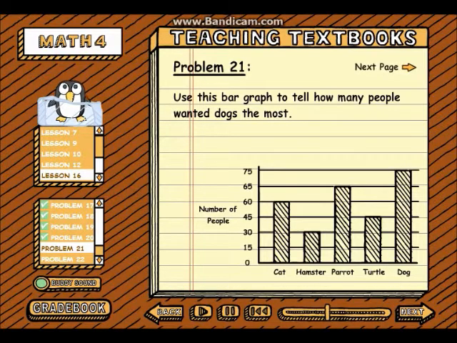Here, you need to use this bar graph to tell how many people wanted dogs the most.